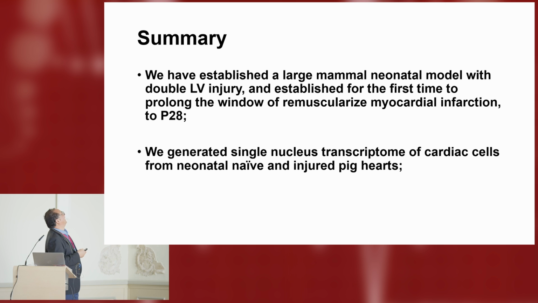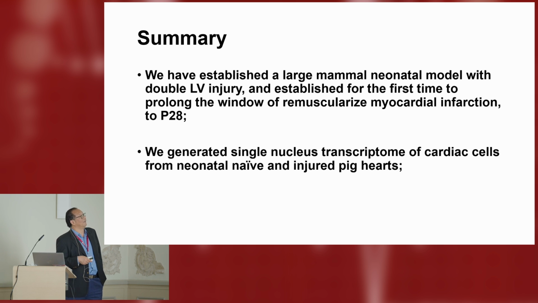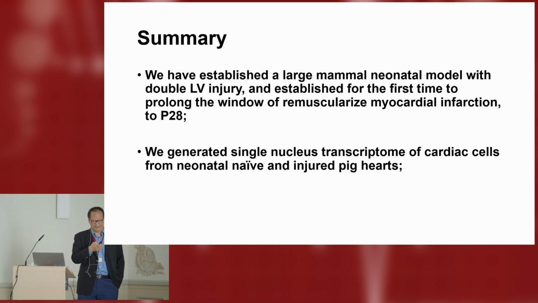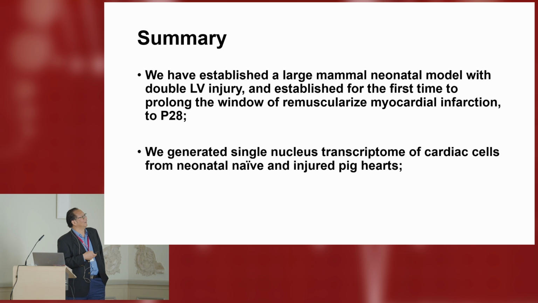So in summary, this is lots of data, but we make this summary for now. We have established a large mammal neonatal model with the double injury and established for the first time a prolongation of the window of remuscularization to P28. So that's an important conclusion. And secondly, we have generated single nuclear transcriptomes of cardiac cells from fetal to neonatal to adult, and then injured pig hearts. And that's the raw data in the cloud.